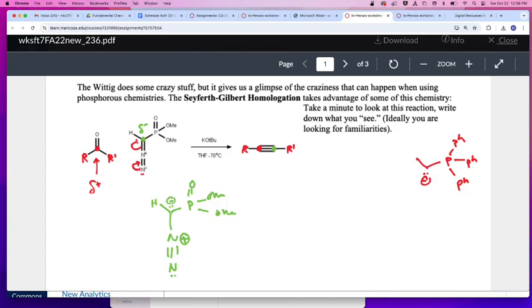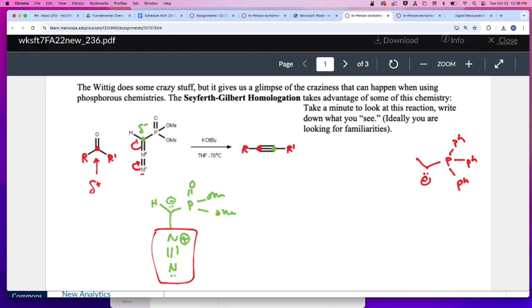Right? Do we see anything that stands out in that structure that might make us go, that looks vaguely familiar? That sounds kind of similar to the Wolff-Kishner reagent, which releases nitrogen gas. Diazomethane, when talking about carbenes, releases nitrogen gas. So this is leveraging some of that same chemistry.